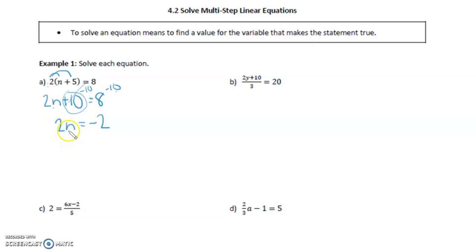Now the 2 and the n are multiplied, so the opposite of multiplication is division. We divide both sides by 2, so negative 2 divided by 2 is negative 1.